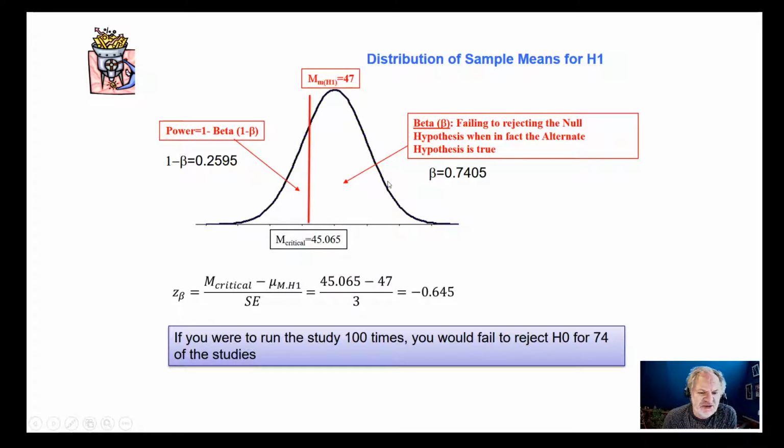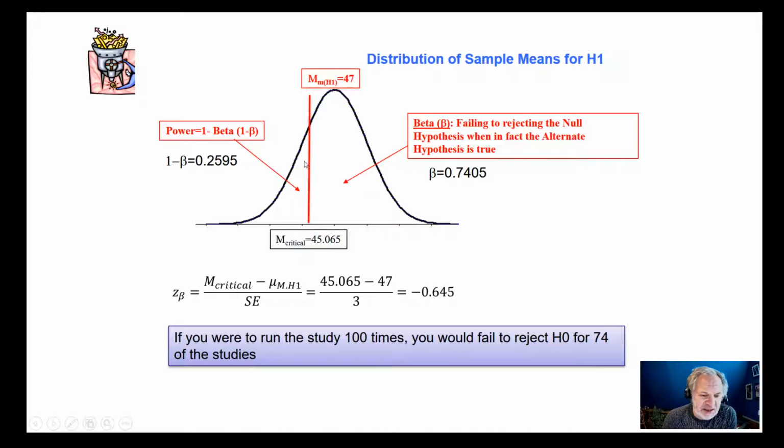So here's my distribution of sample means for my hypothetical estimate of the alternate hypothesis, a mean of 47. And the standard deviation here is 3, right? This is a distribution of sample means for the alternate hypothesis. I still use my M critical because that's the M critical I would use for my inferential test.